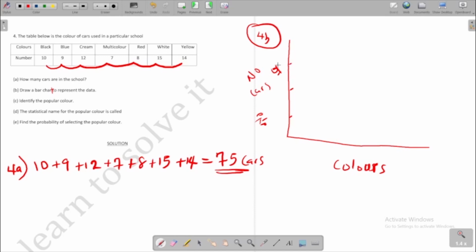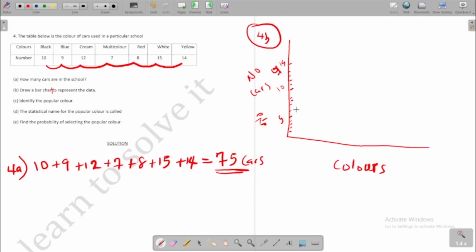We have 15, we have 10, we have 5. So we have 1, 2, 3, 4, 5, 6, 7, 8, 9, 10, 11, 12, 13, 14, 15. If you are drawing yours, draw it on a good paper. If you are using paper, it will be easy for you to divide.